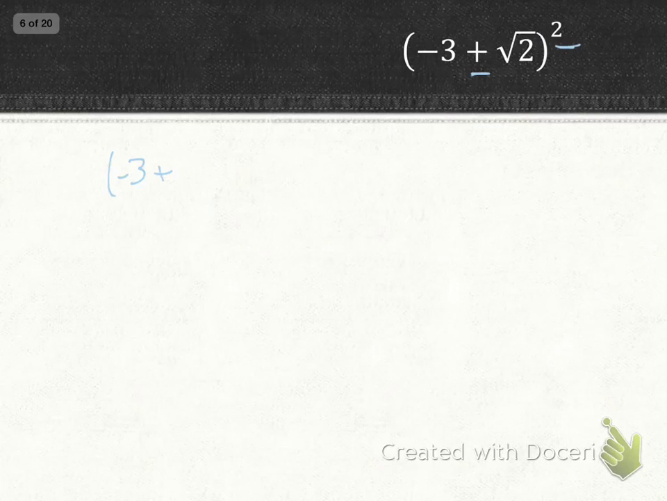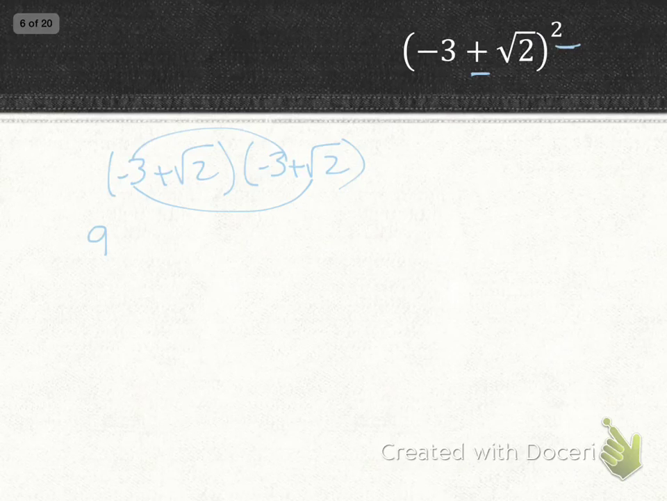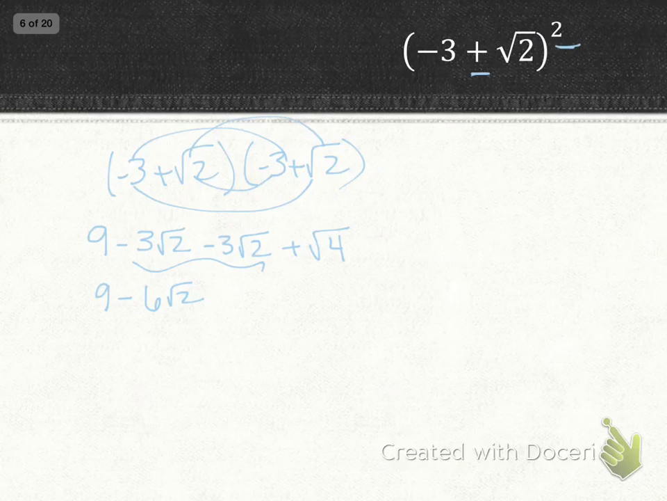Okay, that squared and a plus sign here means I need to write it out twice. So I have negative 3 plus the square root of 2 times negative 3 plus the square root of 2. I have two binomials, so I'm going to FOIL. Negative 3 times negative 3 gets me a positive 9. Negative 3 times the square root of 2 gets me a negative 3 square root 2 because there's no radical to multiply into. Negative 3 times the square root of 2 gets me negative 3 square root of 2. Square root of 2 times the square root of 2 is positive square root of 4. We can combine these to get a 6 square root 2. Remember, adding and subtracting, we always keep the same radical. Square root of 4 is 2. 9 plus 2 gets me 11.